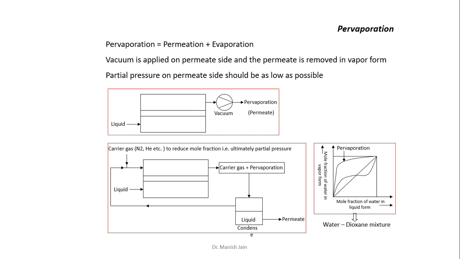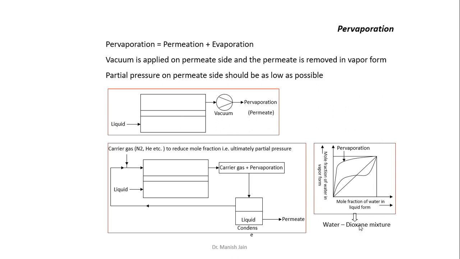So when the phase change occurs from the liquid to the vapor, the molecules of the dissolved component can easily move away from the permeate side, or it will rapidly be removed from the surface of the membrane. So basically the pervaporation process is used to separate a liquid mixture where one component is present in a minute amount, and that component is selectively separated by the membrane.